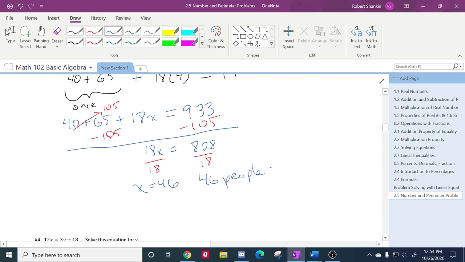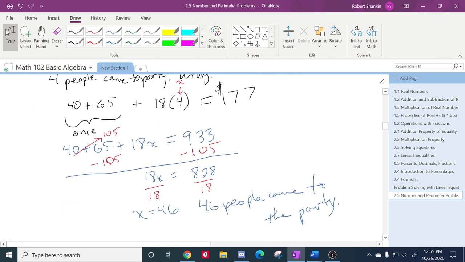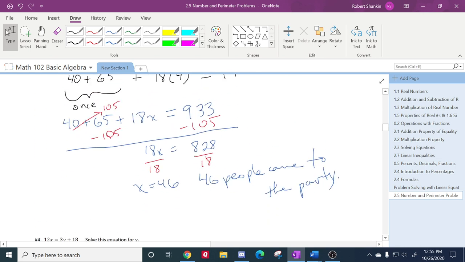46 people came to the party. And I double check that 46 times 18 is 828 plus the $105 for setup and cleanup gives me 933, which is exactly right, so it checks, and I got it.